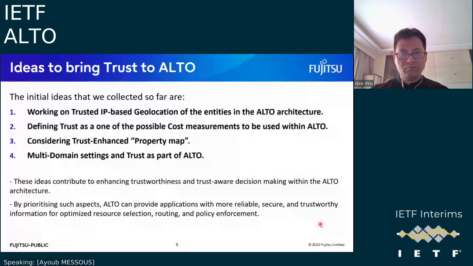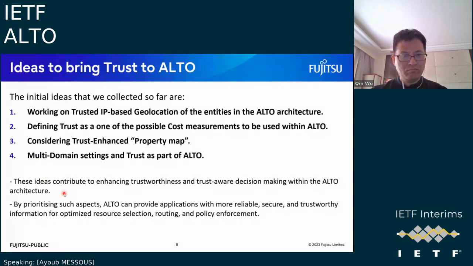The major and most important part of today's talk is the different initial ideas that we have brought so far related to how trust can be implemented or integrated as part of Alto. The first idea is working on trusted IP-based geolocation for entities in the Alto architecture. The second one is defining trust as one of the possible cost measurements to be used within Alto. The third one is considering a trust-enhanced property map. And finally, multi-domain settings and trust as part of Alto.